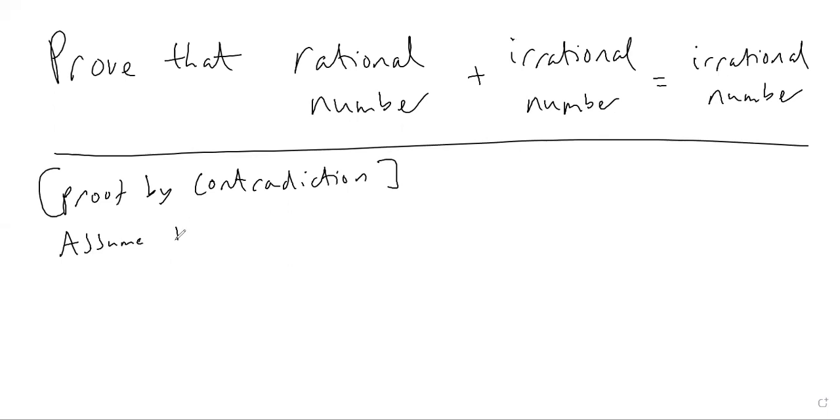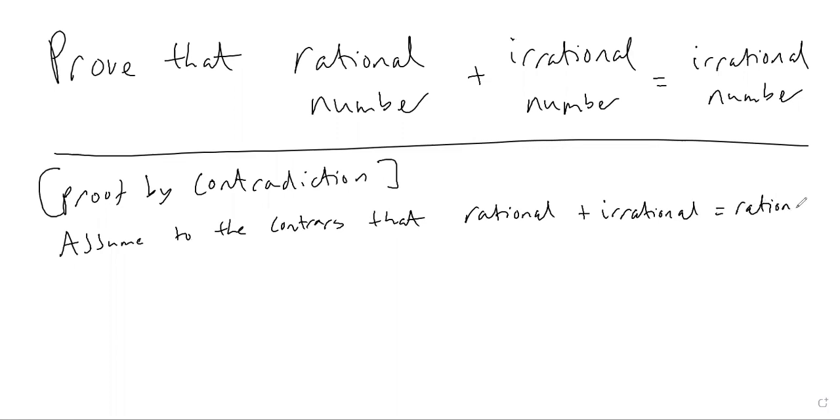So assume to the contrary that a rational plus an irrational actually gives you a rational. Now, obviously, this is not true, but this is a proof by contradiction. We're going to assume that the opposite conclusion is true, and then from that, we're going to derive that our initial assumption cannot be true.